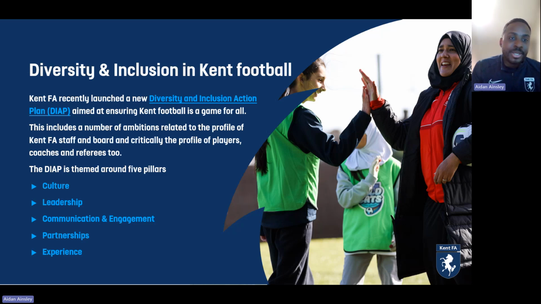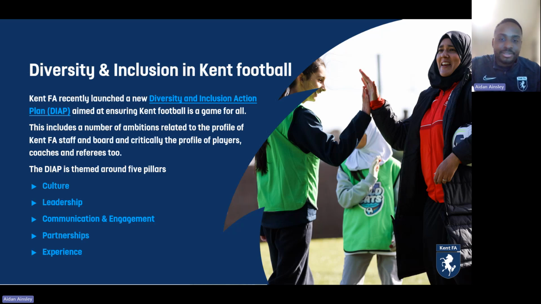It includes a number of ambitions which are related to the profile of Kent FA staff and board, but critically the profile of our players, coaches, and referees as well. It's themed around 5 pillars: culture, leadership, communication and engagement, partnerships, and experience.